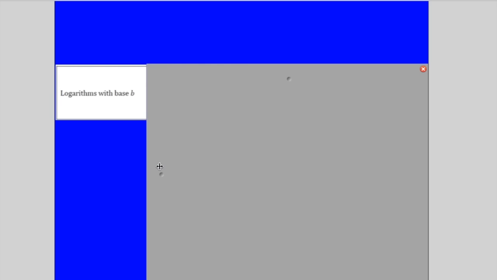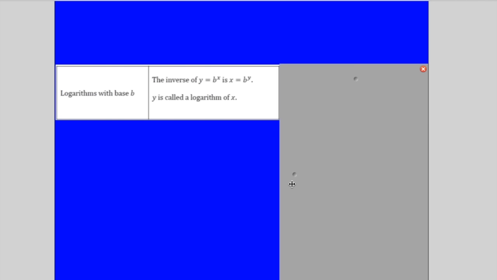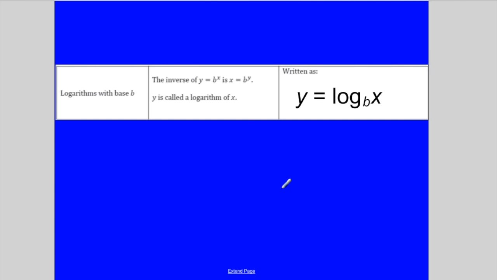So what are logarithms? Logs with base b are the inverse of y equals b to the x. If you switch x and y around, here is what a log would look like. So y is called a logarithm of x. Basically, the way they write it is y, which is our logarithm, equals log base b, so notice how my base b, of x. This is our exponent, this is our base, and x is our answer.